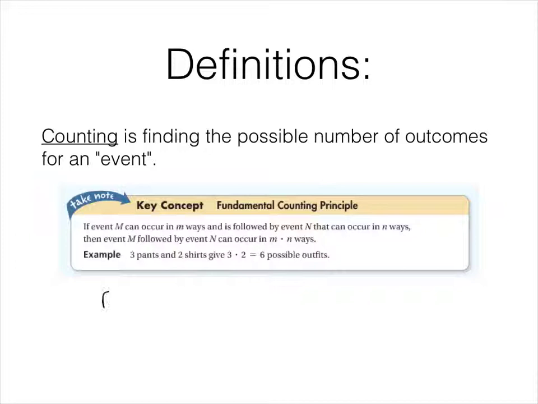Think about when you roll 2 dice. How many possibilities do you have? Well, you got 6 on the first one and 6 on the second one. So you have 36 possibilities. So counting in general is the use of multiplication to find out the number of outcomes for a certain event, situation, something.